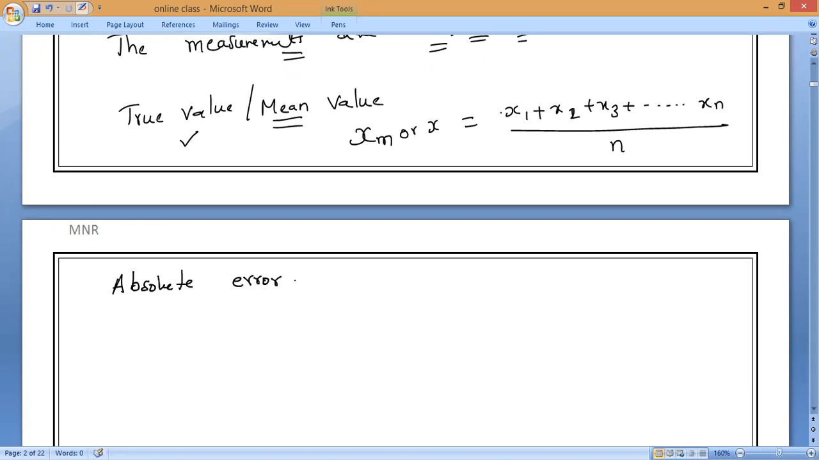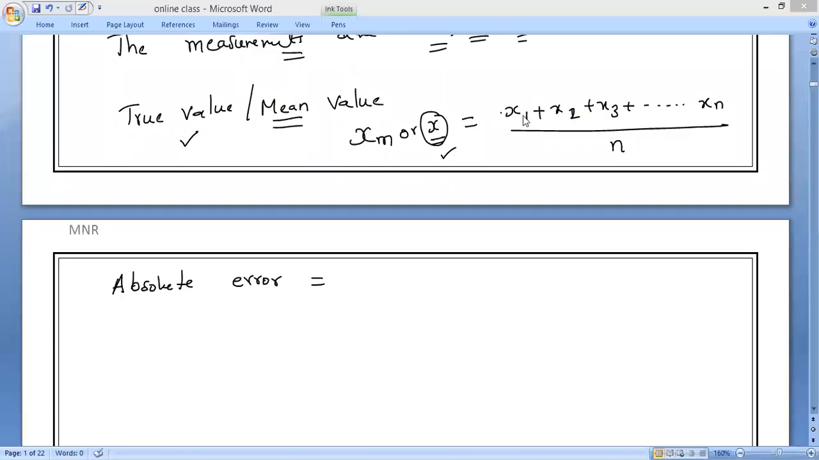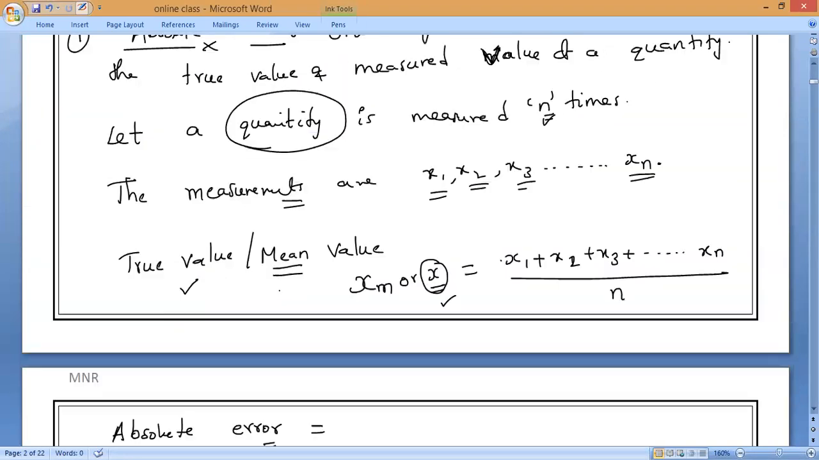Absolute error means, be very careful, we are obtaining the true value. What is the name of the true value? True value is assumed as what? If you notice, the true value we have obtained is the mean value, which we assumed as x. Now if you want to obtain the absolute error, what does absolute error mean?